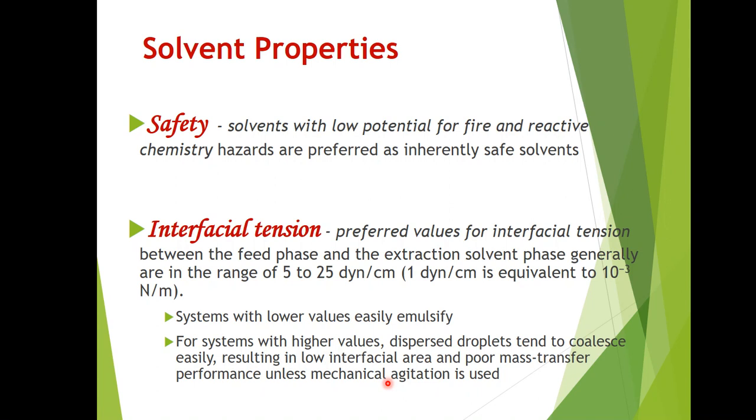So to ensure that this will not happen for systems with interfacial tension higher than 25, mechanical agitation is made sure to be incorporated in the design of the extraction unit. So there has to be an agitator. That way, your dispersed droplets, whether it's your feed or your solvent, will not coalesce or coagulate, so that your mass transfer area will be increased.